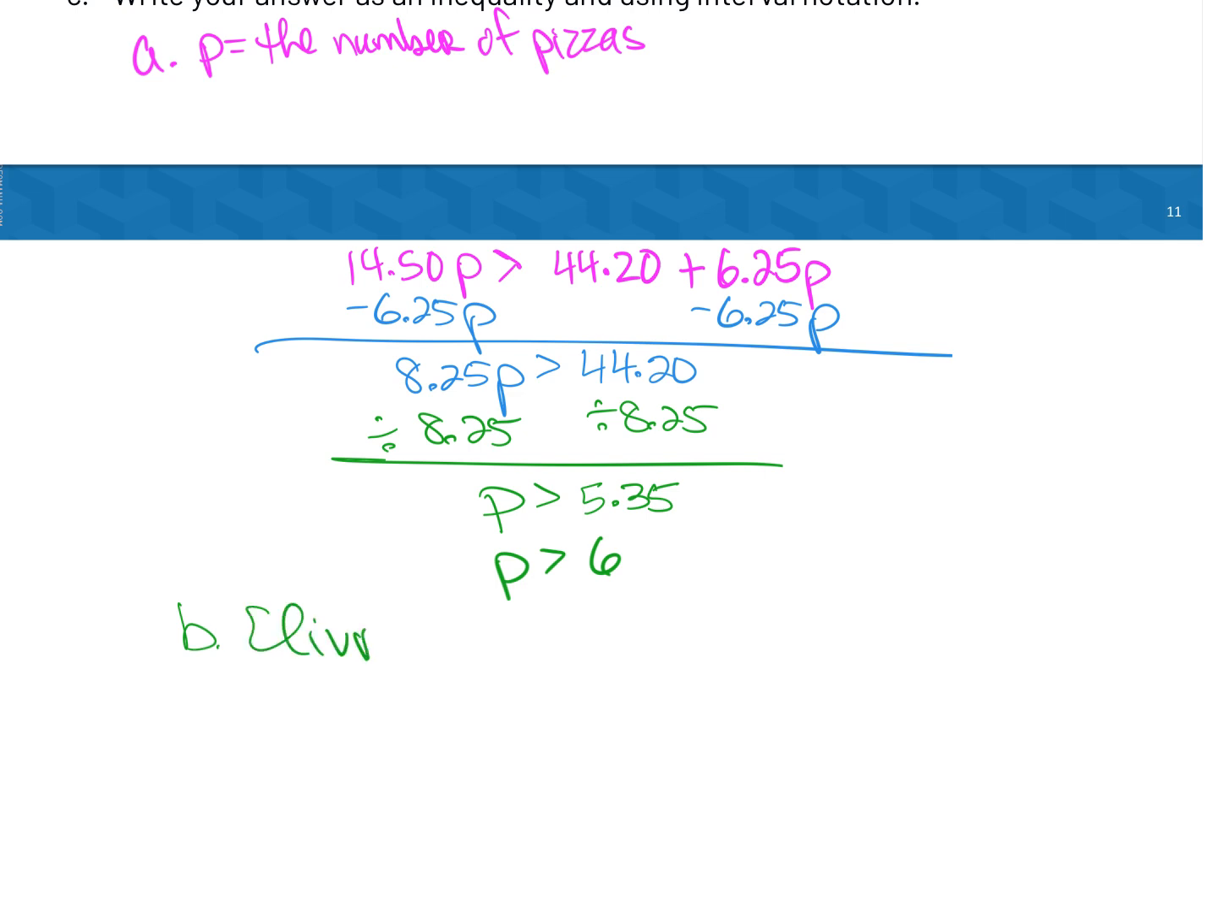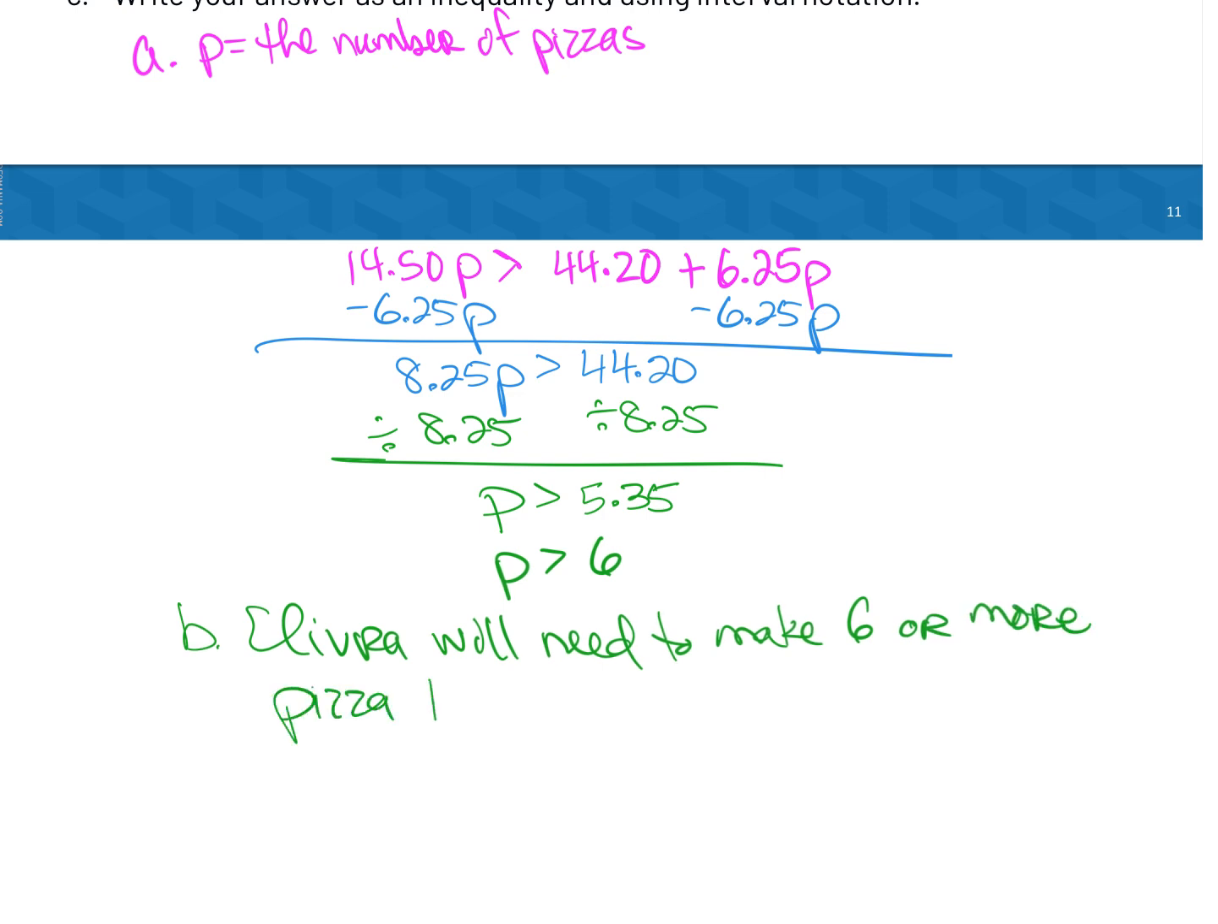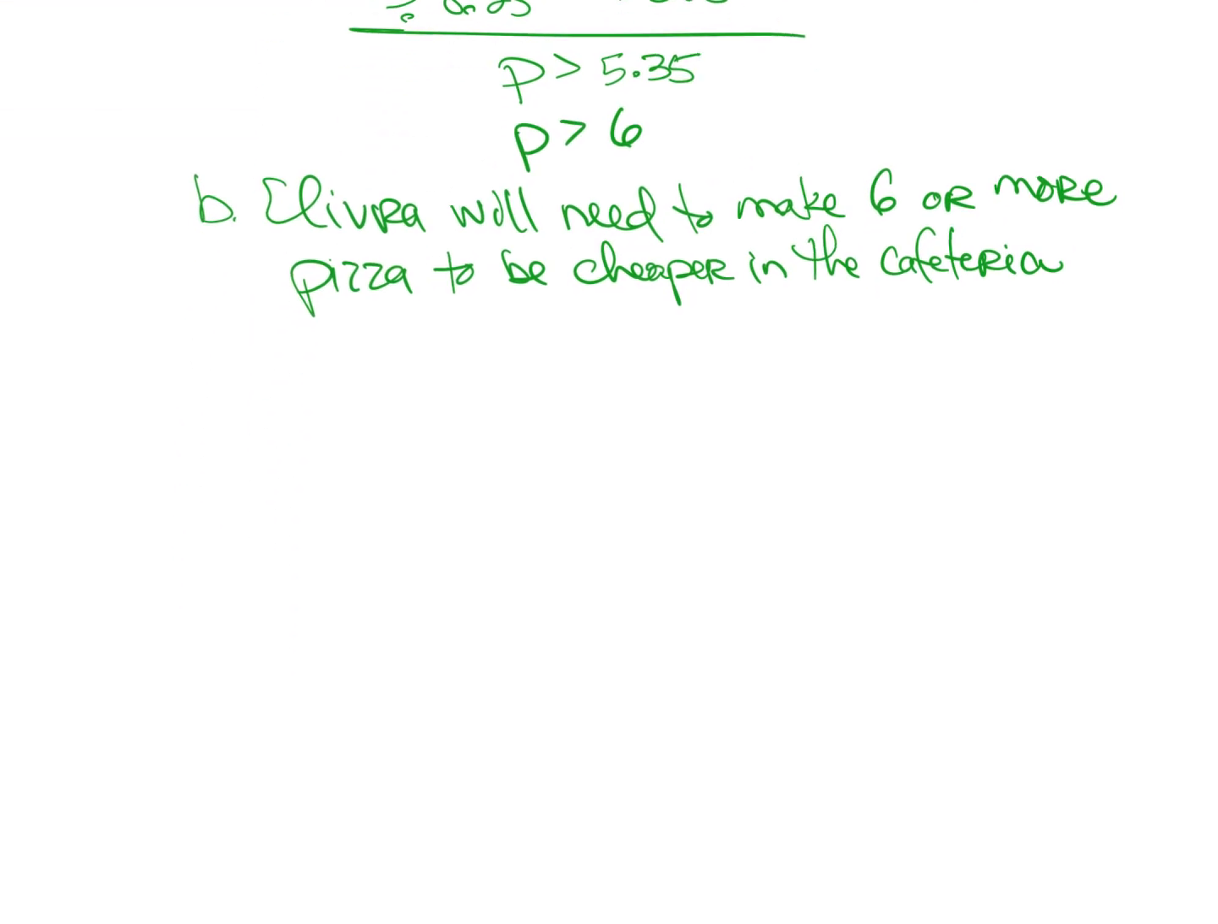Well, we can say that Elvira will need to make 6 or more pizzas to be cheaper in the cafeteria. All right, so now you need to do set notation for me. So go ahead and do that and then come back to me.